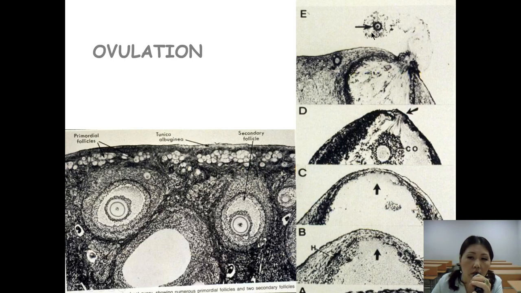If fertilization occurs, it becomes an embryo and attaches to the endometrium in the uterine cavity. If fertilization does not occur, then the ovum goes outside within 24 hours through the cervix and vagina. And then after 14 days on average, menstruation occurs.